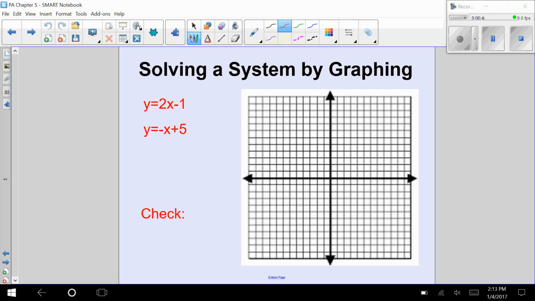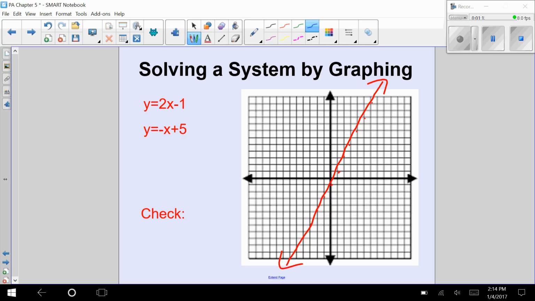So for y equals 2x minus 1, remember our y-intercept is negative 1. We rise 2, run 1 because the slope is 2. And I recommend just making as many points as possible on your graph with that slope. Then we connect them with a line, as straight of a line as possible. And then we're going to graph the second one on the same graph.